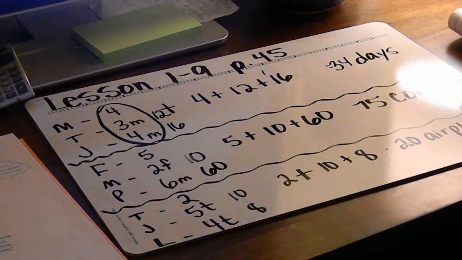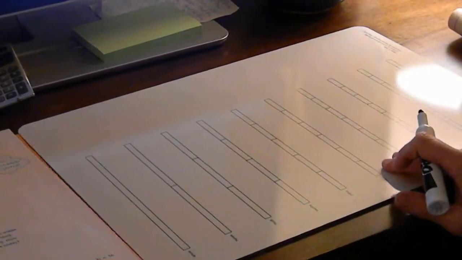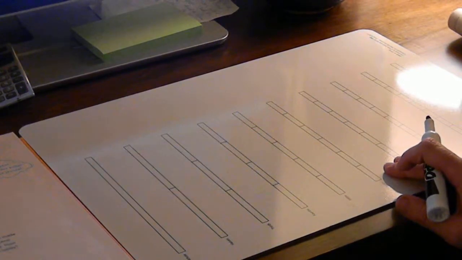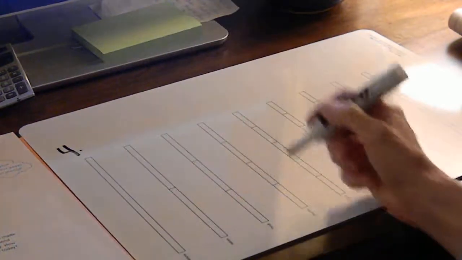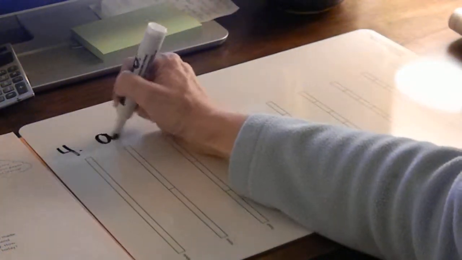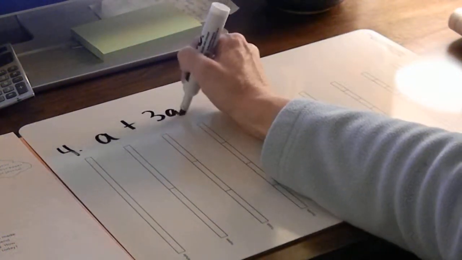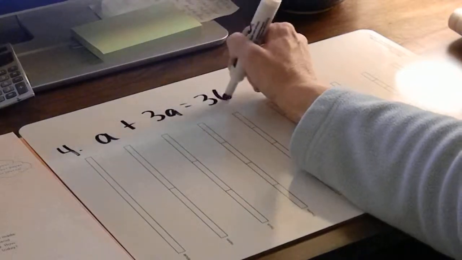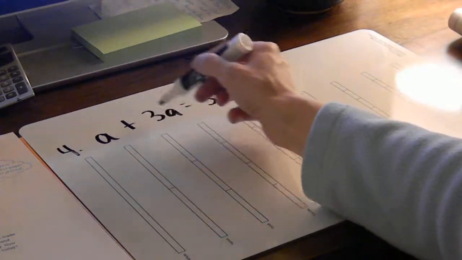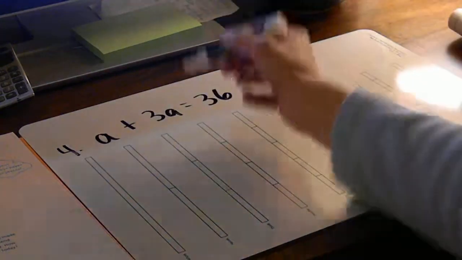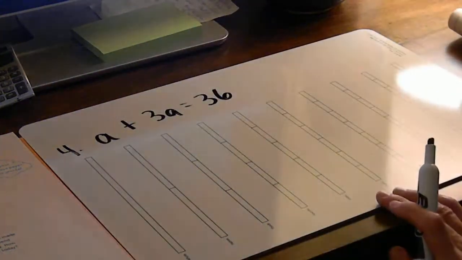Now let's take a look at the bottom of page 45. There they have what are called algebraic chains. And basically, now we know that algebra usually includes letters and numbers. So if we take a look at letter 4, it says A plus 3A equals 36. Well, this is interesting because what we have are some letters along with some numbers, but we have double letters. So what's that all about?